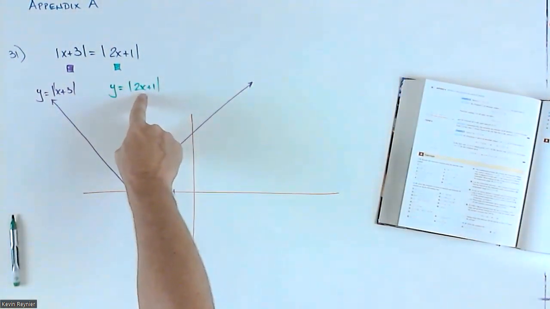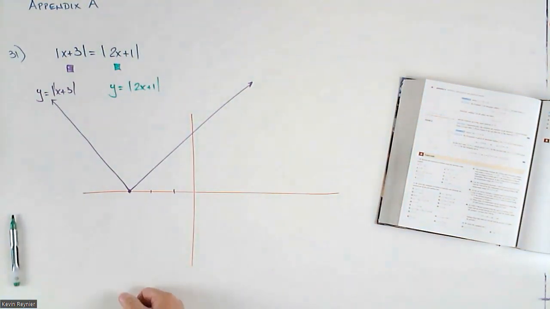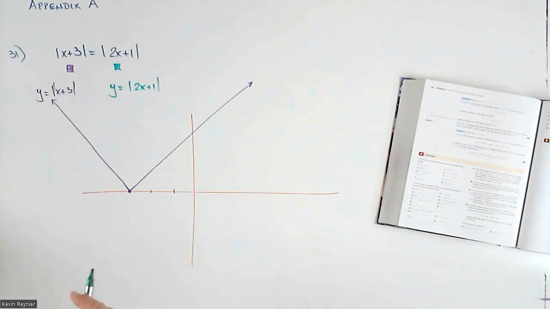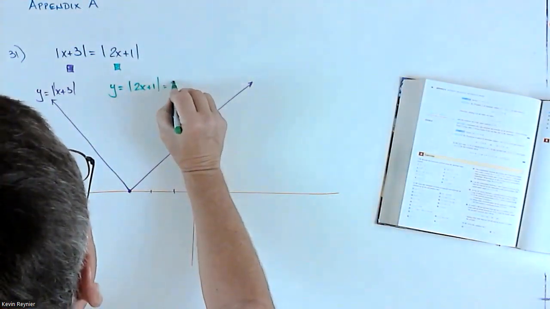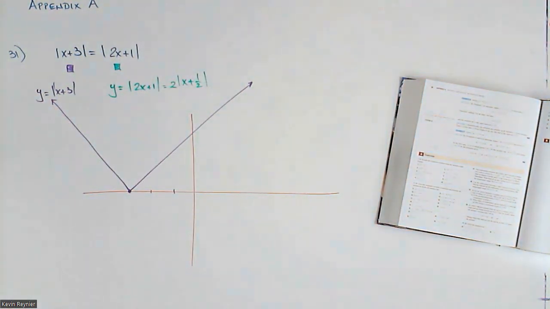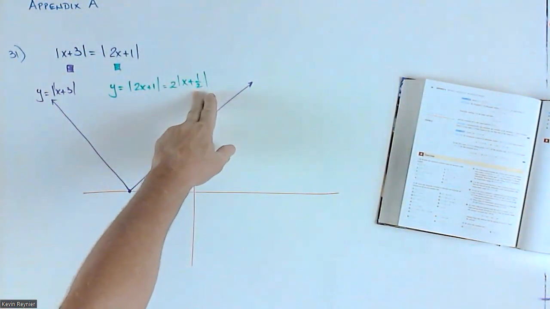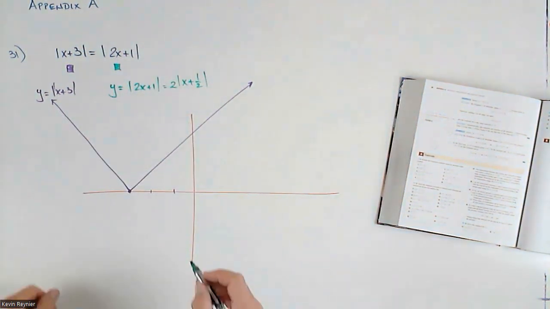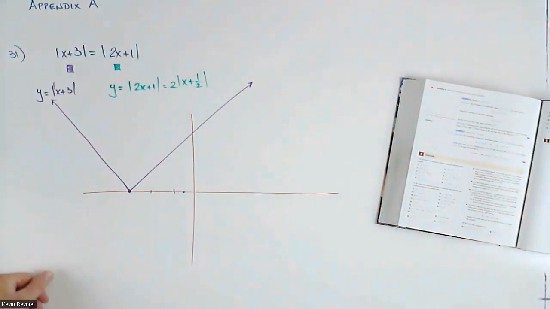This is 2x plus 1. We know how to graph 2x plus 1, right? If we're going to graph this, we're going to factor out the 2. It's going to have an x-intercept of -1/2. So that's right here. And it's going to have a slope of 2. It goes up twice as fast.